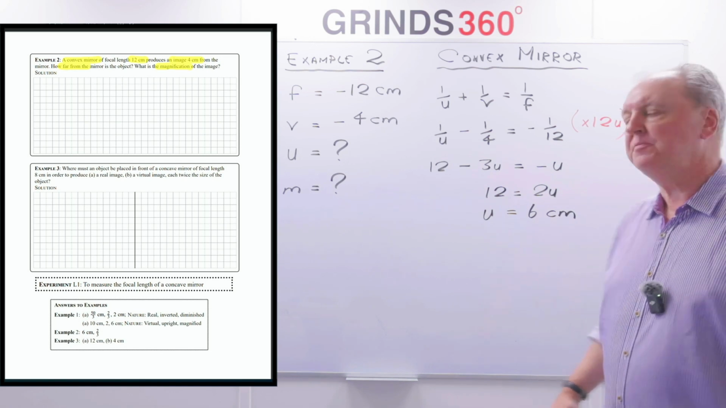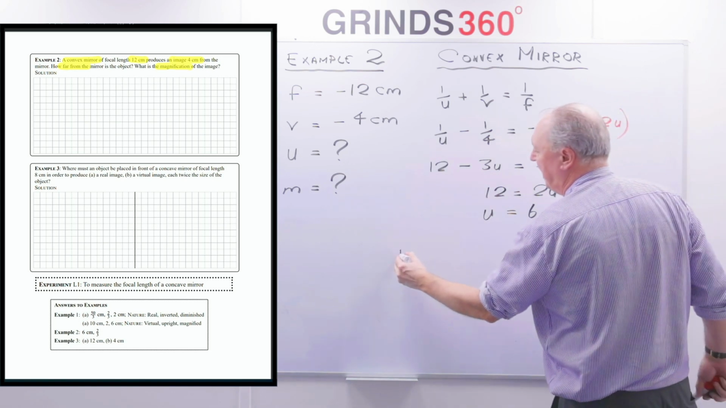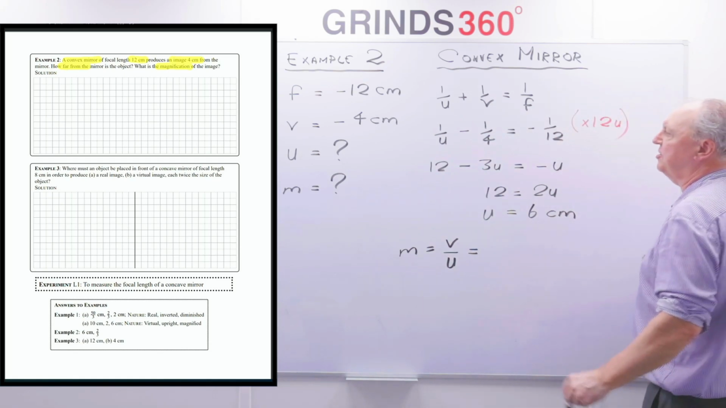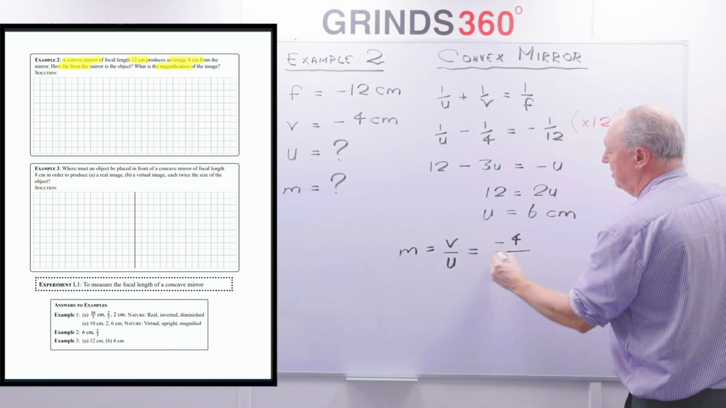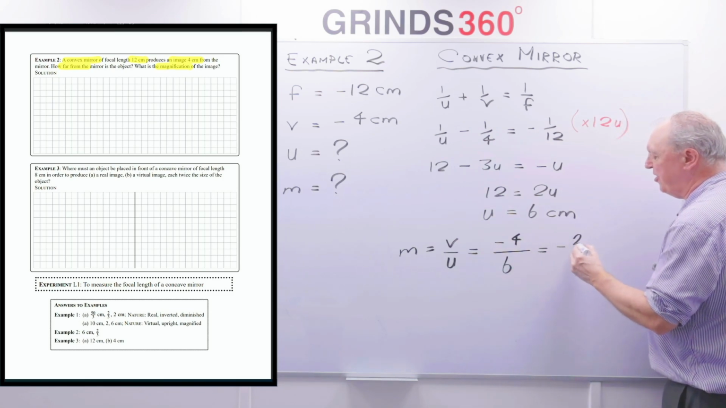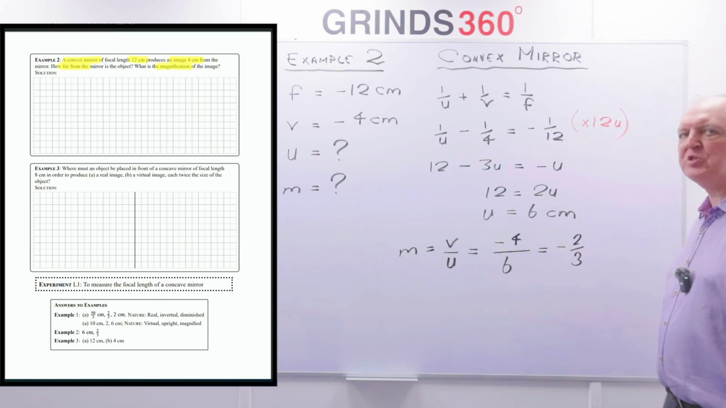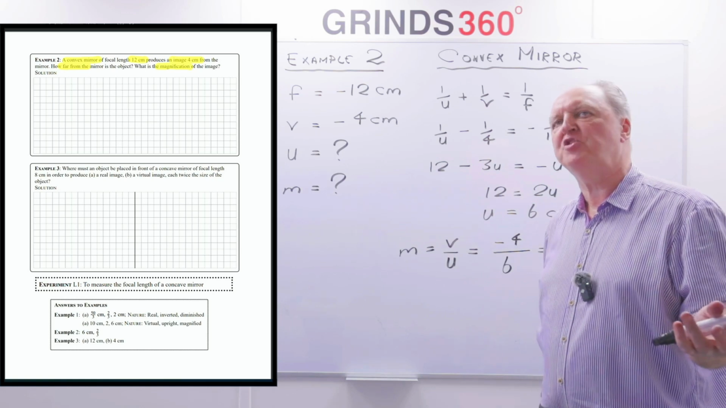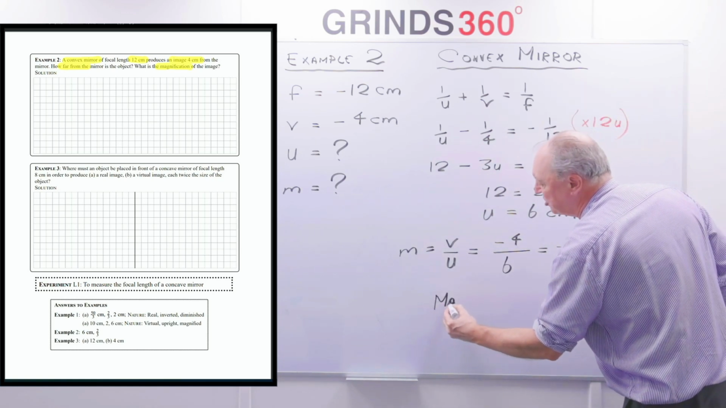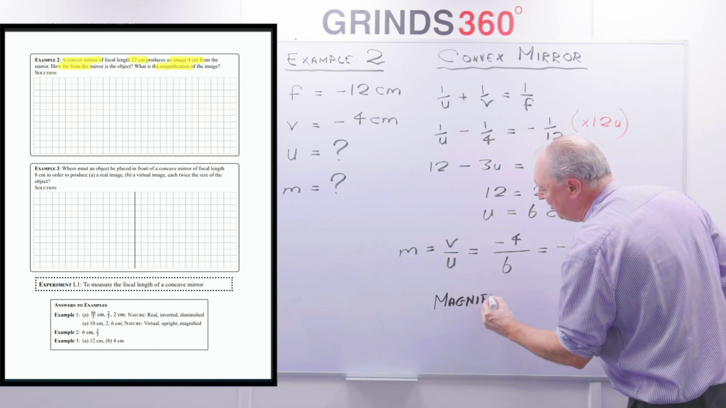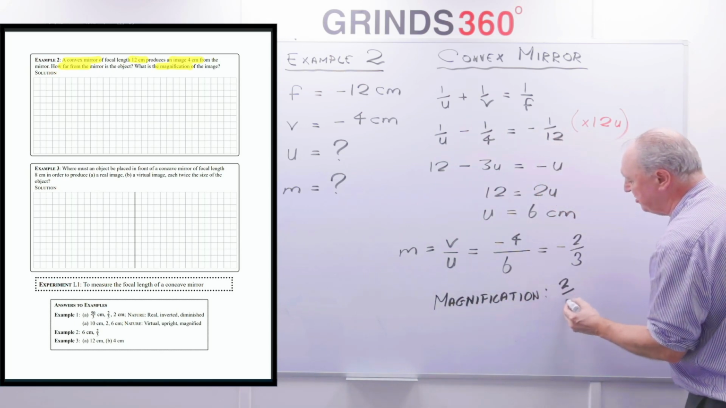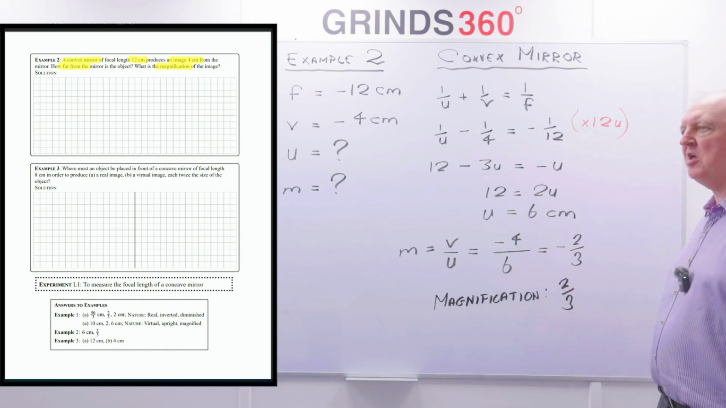What about the magnification? Well, the magnification m is equal to v divided by u. v is minus 4. u is 6. So I get minus 2/3. Minus 2/3 just tells me it's virtual. But if you want to write down the answer, what is the magnification? You can just write down the absolute value of it. So the magnification is 2/3 the size of the object.